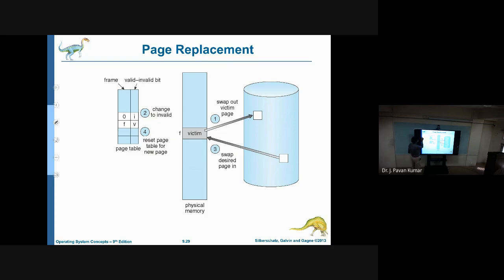Now let us see this page replacement example, which we have already completed. Just see, this is the victim we have selected. Then we write this victim page out, and then the required, desired page will be brought in.